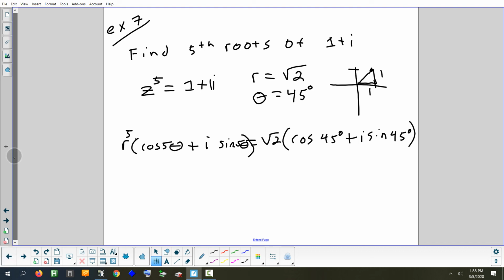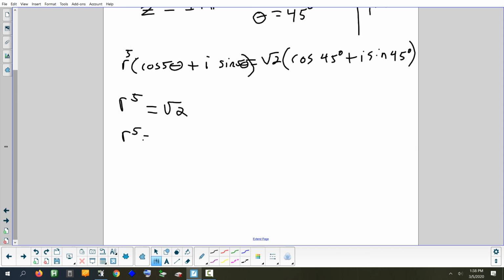Yep. And now we're at the last step, which is just to make our two equations to find r and find theta. So now we need to find r, so r to the 5th equals the square root of 2. Now, you'll see why I'm going to do this in a second. What's another way to say square root of 2 if you wanted to use an exponent? 2 to the power of 1 half. Yes. Raising something to the 1/2 power is the same as the square root.